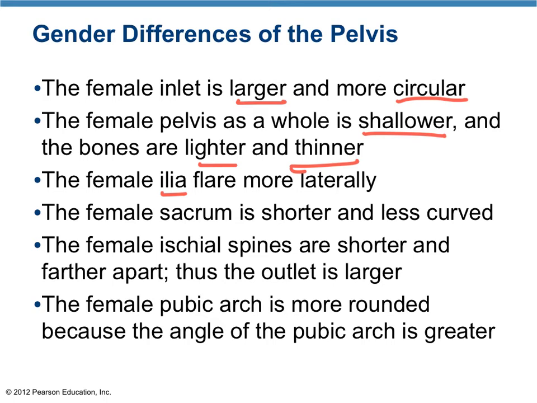And then the female ischial spines are shorter and farther apart, so that way the outlet can be a little bit larger. There's also on the front of the pelvis a structure called the pubic arch, and the female pubic arch has an angle that is larger than 90 degrees typically. The male angle is usually less than 90 degrees.